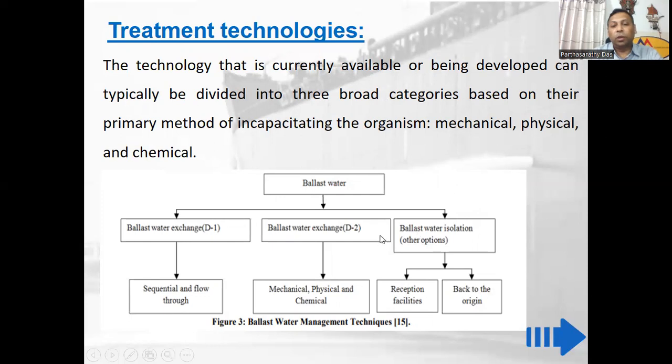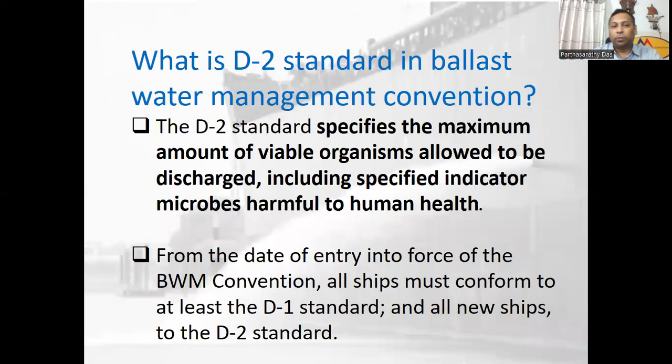Ballast water exchange is D1, and the ballast water performance standard is D2. This involves physical, mechanical, and chemical treatment of the water in the system, so that the water will be free from these aquatic organisms. And then finally there is ballast water isolation. This is another option, which refers to discharge of the water to a reception facility or back to the origin, so that aquatic organism transportation is restricted.